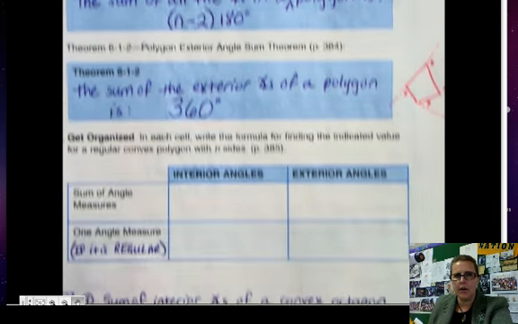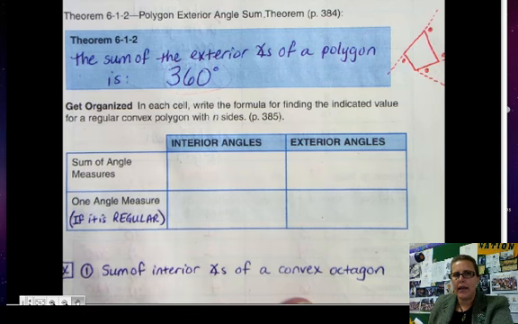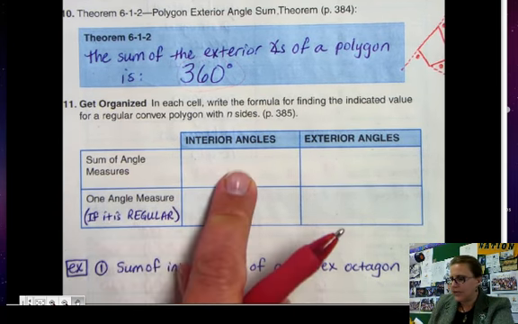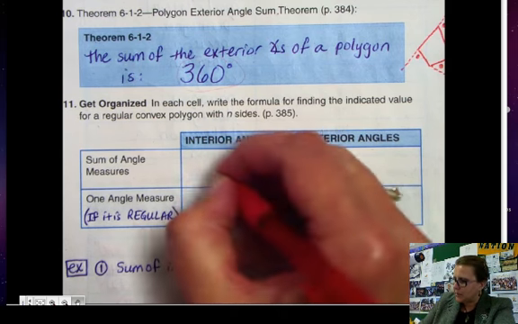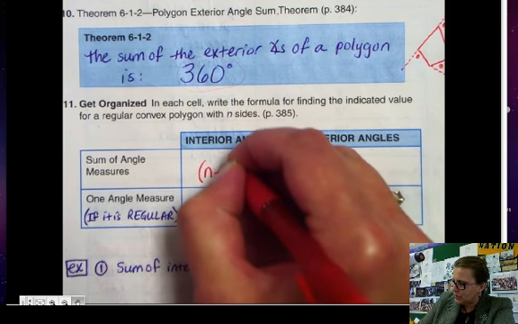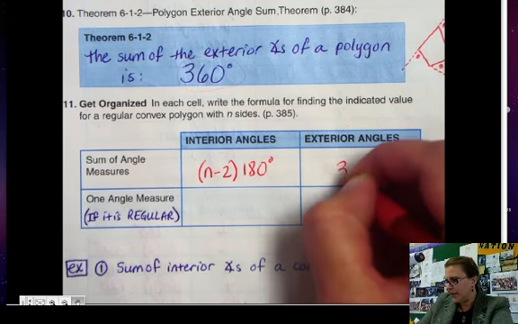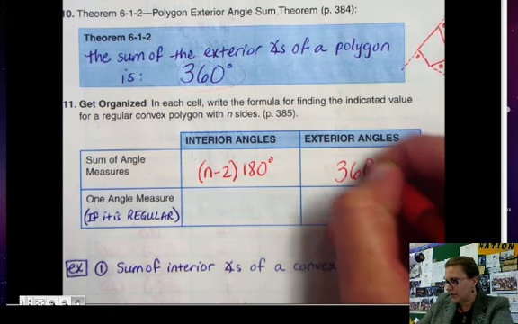So here are the formulas. If you are finding the sum of the measures, adding them all up for the interior angles, it's going to be n minus 2 times 180 degrees. If it's the exterior, they all add up to 360 degrees.